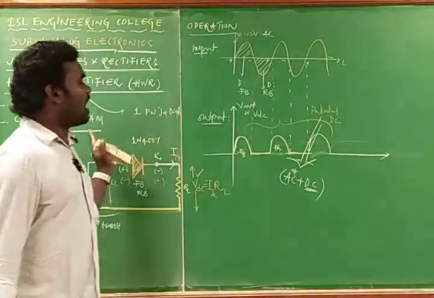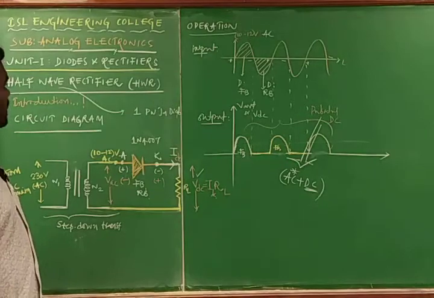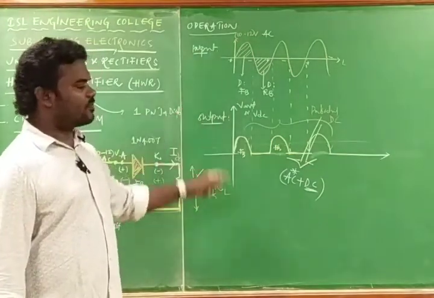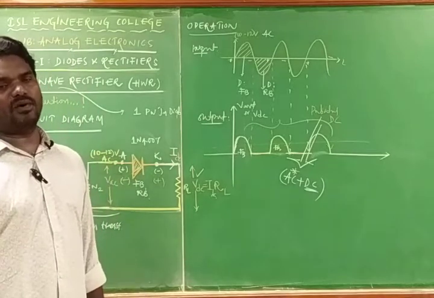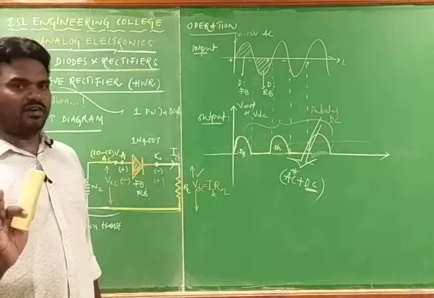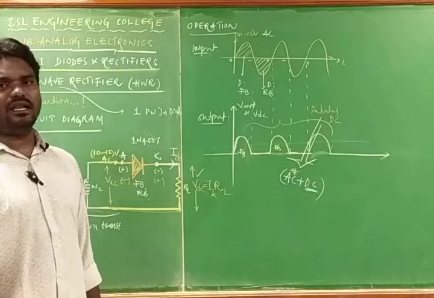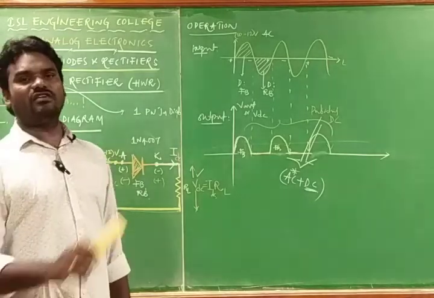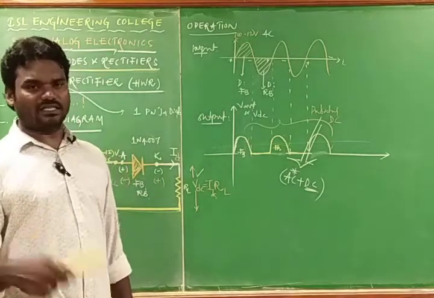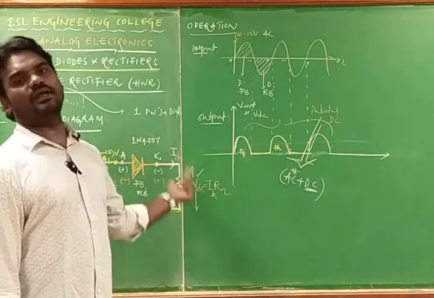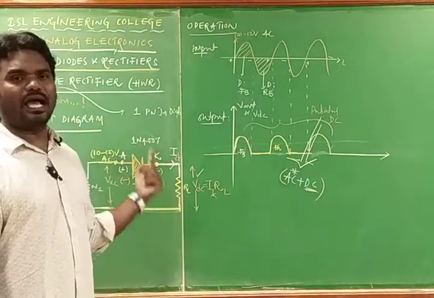This is about the operation of the half wave rectifier with respect to the circuit diagram and with respect to the input and output waveforms. You should remember only one point: the fundamental thing about the PN junction diode is that it conducts current in forward bias only. In reverse bias there is no current, such that by making use of this unilateral property of the PN junction diode, we have been using it as a rectifier circuit.